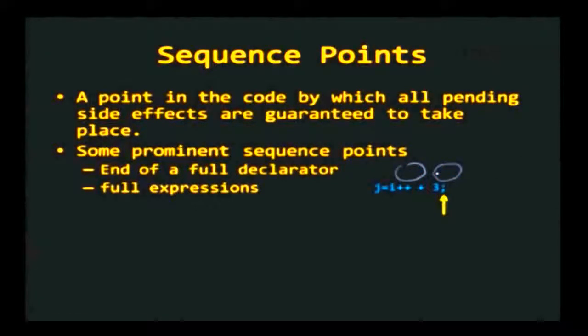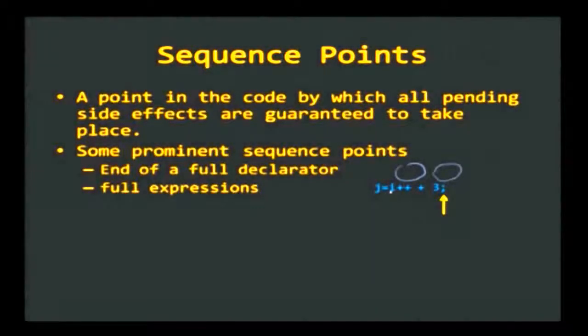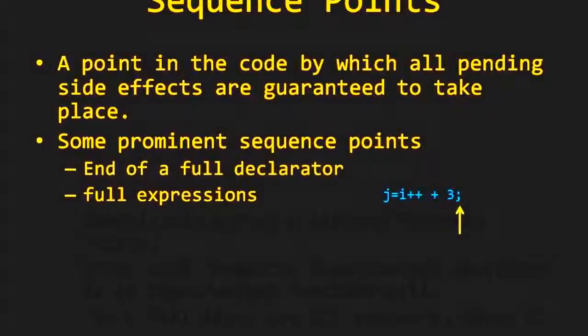The surprising thing is when you have full expressions. Suppose you have j equal to I plus plus plus 3. The major thing to understand is when the increment of I is supposed to happen. Will it happen immediately after I plus plus? The C standard does not say that it has to. The C standard says that the next sequence point is the semicolon. When you see the semicolon, you know that this whole thing, j equal to I plus 3, is what is known as a full expression.